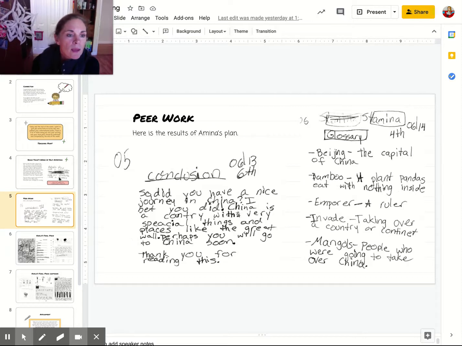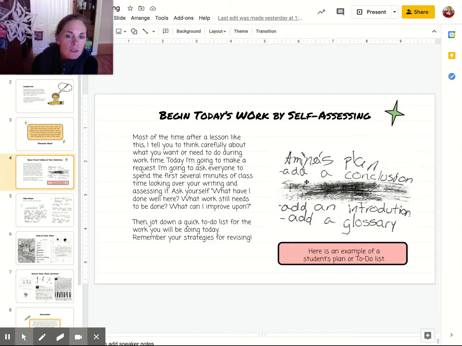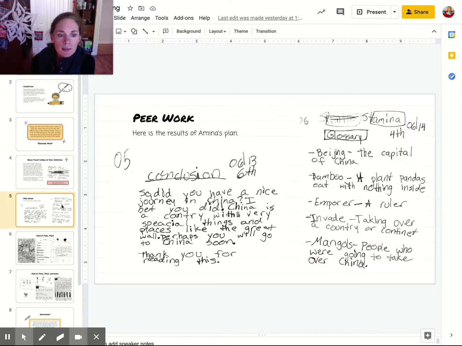This is Amina's plan. She thinks she needs to add a conclusion, which is just like at the beginning of the book. This is what you leave your readers with. She said, oh, I also need to add an introduction and a glossary. So on the next slide, we have her conclusion and her glossary.